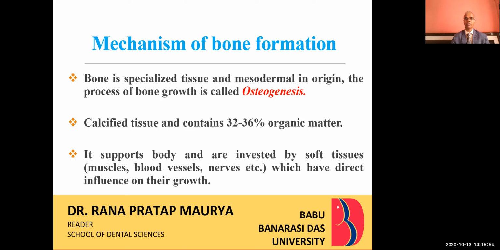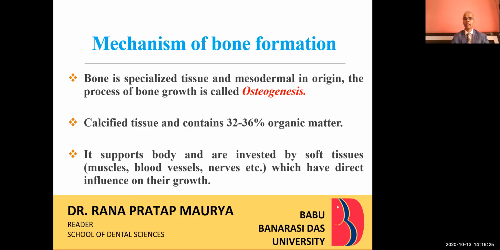I will discuss today about the mechanism of bone formation. Bone is a specialized tissue and it originates from the mesoderm. So the process of bone growth is called osteogenesis. Osteo means bone, genesis means formation. Bone is a calcified tissue and it contains 32 to 36% of organic matters and the remaining inorganic matters.